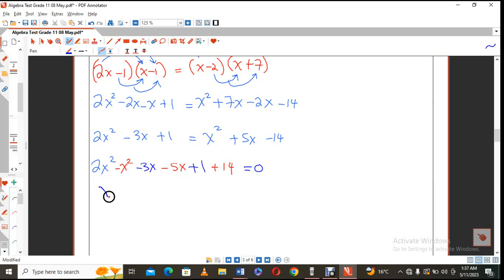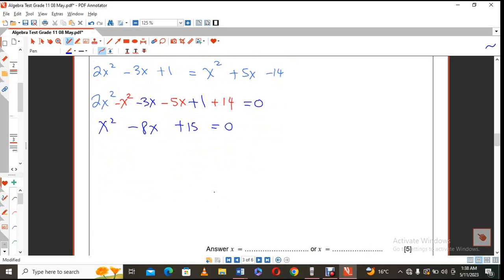So that gives me x squared, that is 2x squared take away an x squared. This is a minus 8x over here, and it's obviously going to be plus 15 equals 0. You don't need to use the quadratic formula. You can just go ahead and factorize, and because the coefficient here is 1, you can just open your brackets as is, no need to do the long story. Put your x over there, put your x over here.